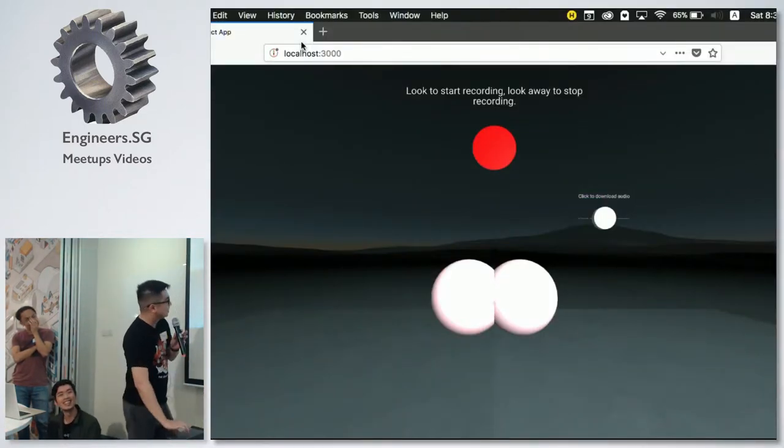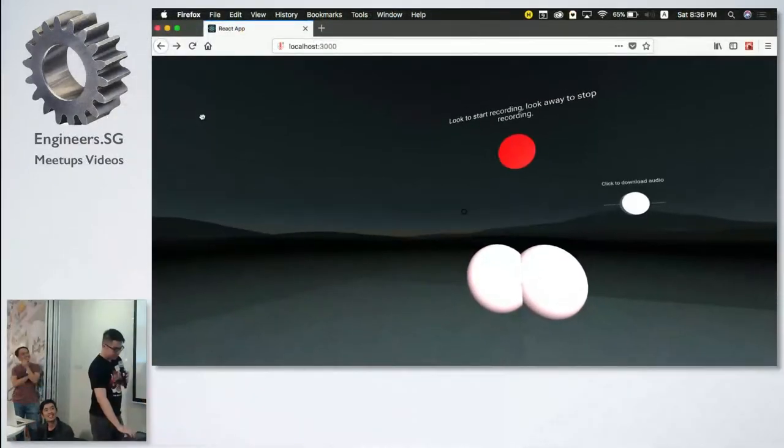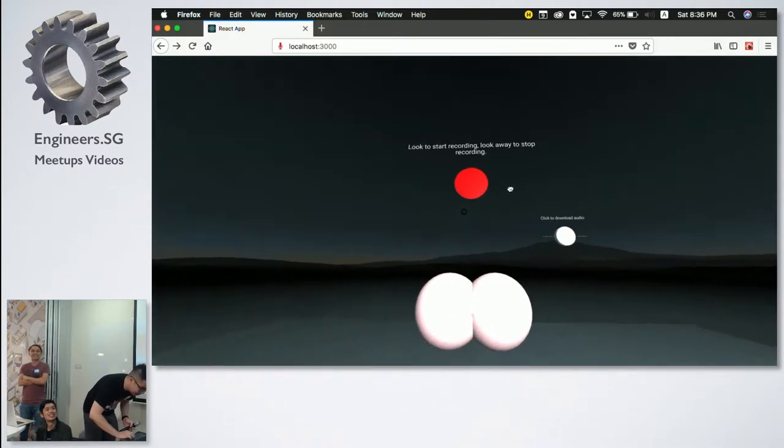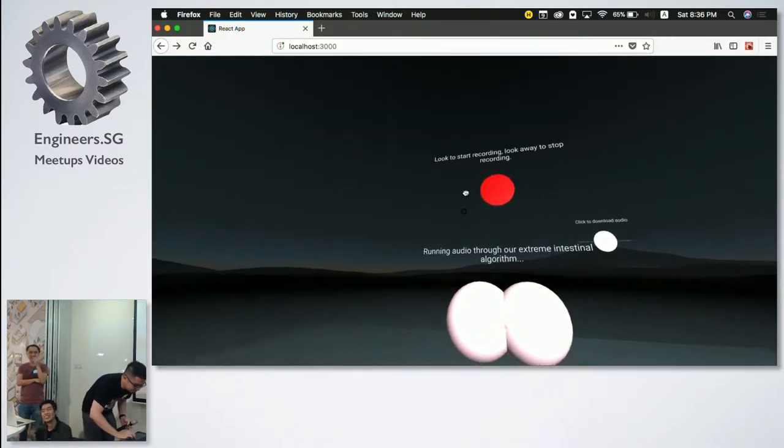So this is a VR experience. Essentially what it is, is a parser that takes in a voice and translates it into farts. This is very silly.